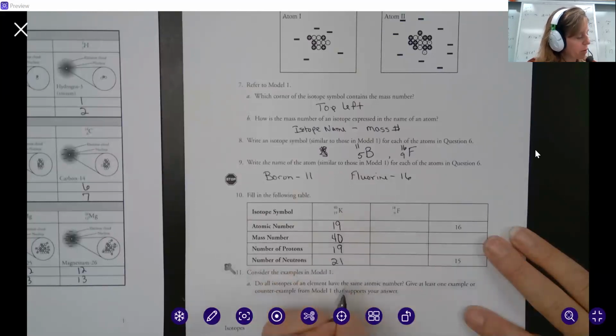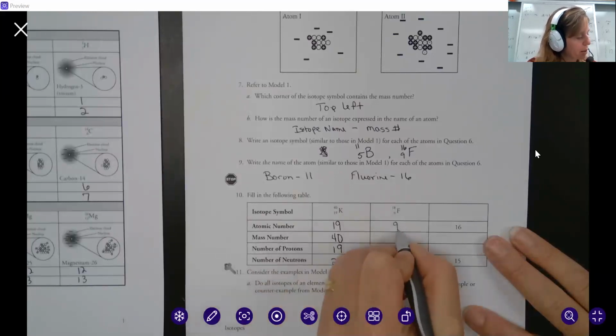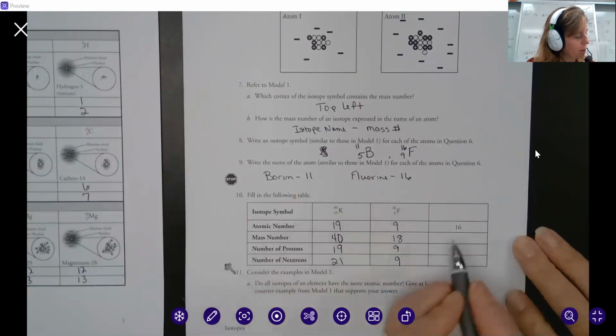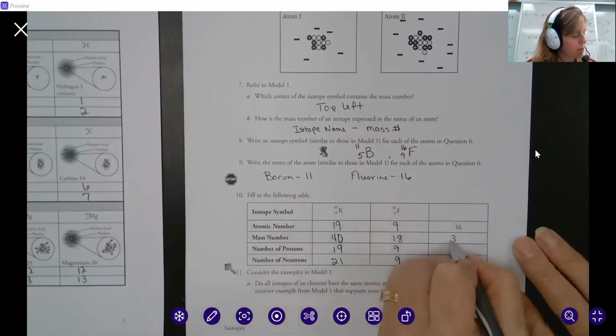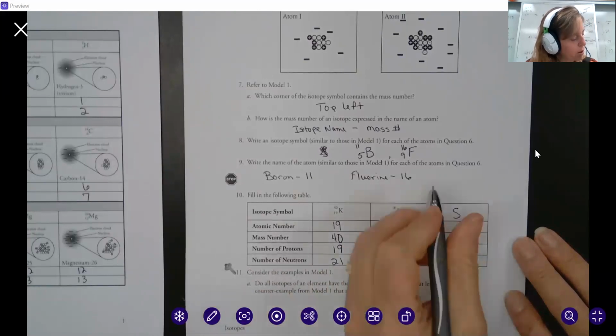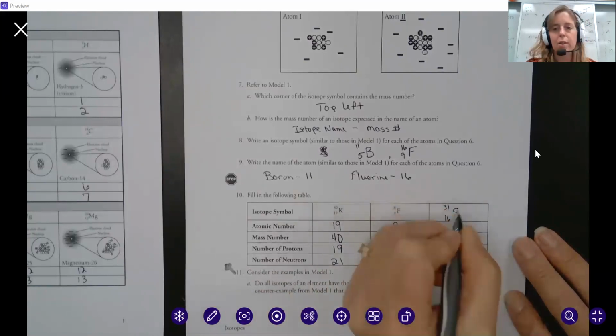Now for the next one, for fluorine, atomic number is 9. Mass number is 18. Number of protons is 9. Neutrons, you would subtract 18 minus 9, and it gives you 9. And then the last one, we have atomic number 16, neutrons 15, so protons are going to be 16. Mass number, where you add them together, that'd be 31. What element has an atomic number of 16? That would be sulfur. So I'm going to write sulfur here, put 31 there, and put 16 there.